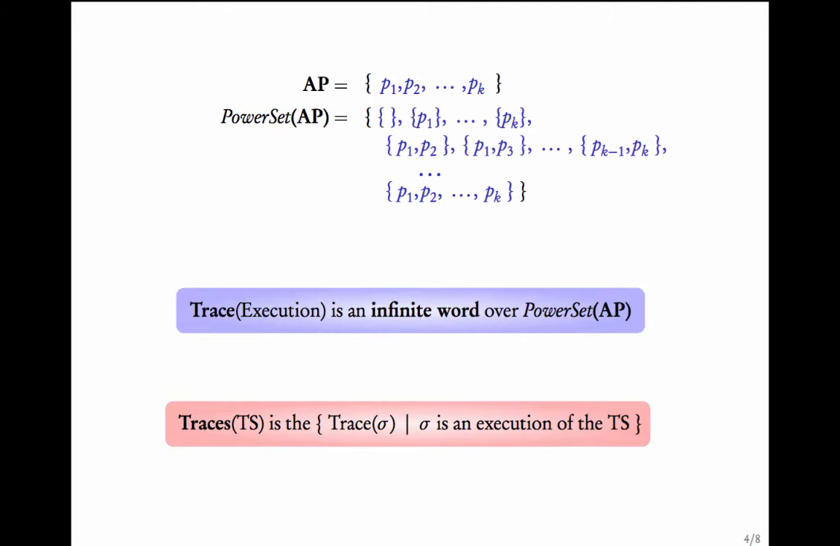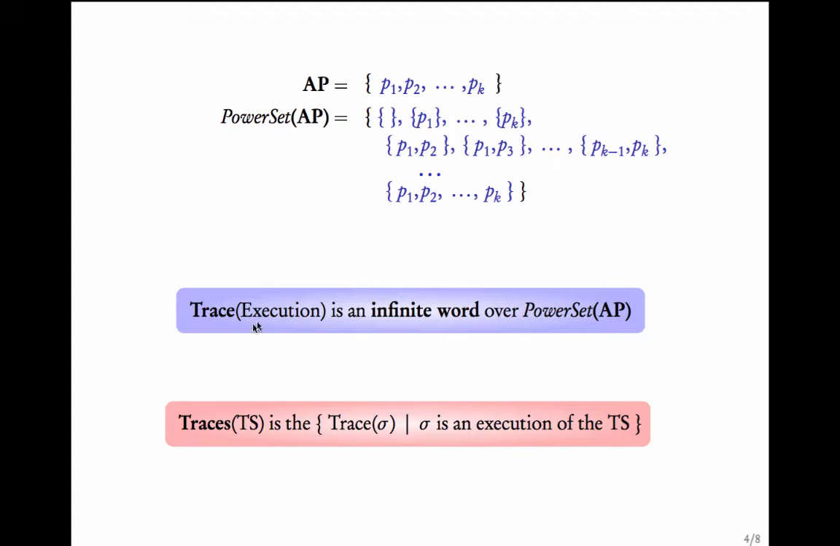Here is a more formal explanation. Let AP be the set of atomic propositions. Given this set AP, we look at the power set of AP. The power set is the standard thing that you know. It looks at all subsets of AP, starting with the empty set, singletons, and then {P1, P2}, {P1, P3}, and so on, till the set consisting of all of them. This is the standard power set.